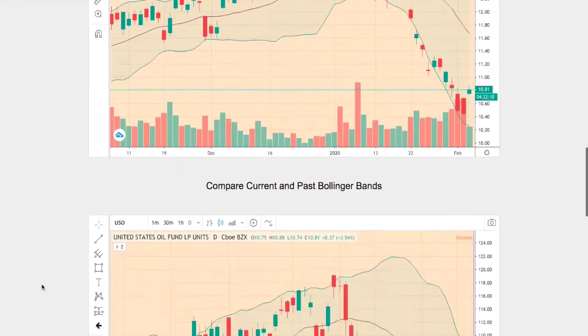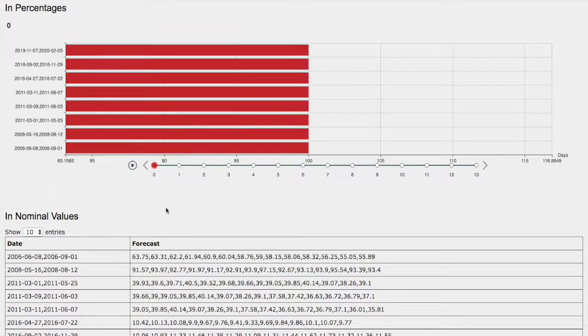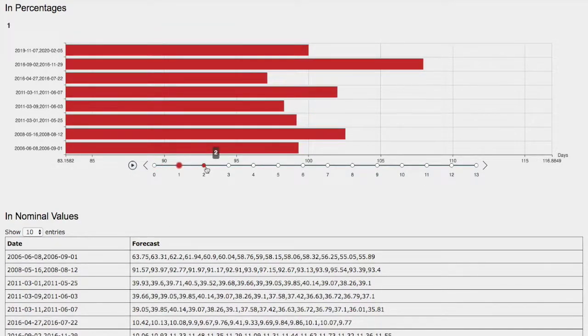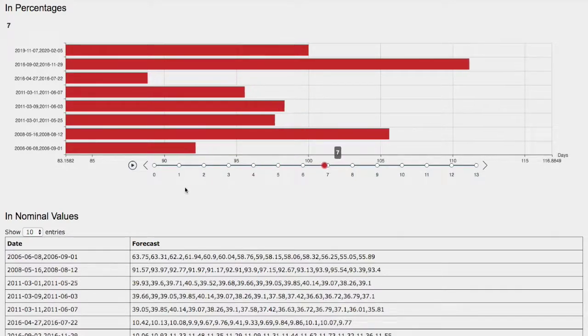So let's head to the day-by-day forecast. This model is now available in the link below, so do check it out. So we have 1 day out, 2 days out, 3 days out, 4 days out, 5 days out, 6 days out, and 7 days out.